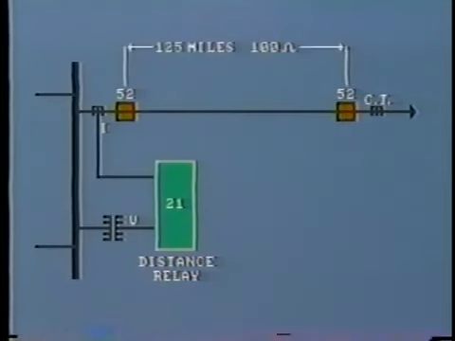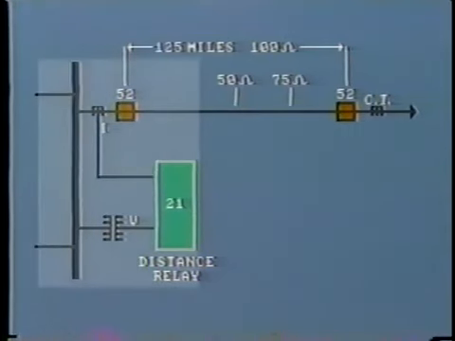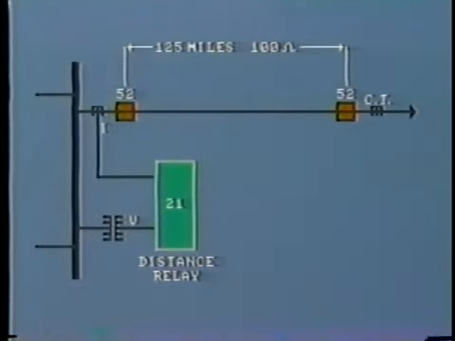For example, let's say this line is 125 miles long, and the total impedance is, say, 100 ohms. At the halfway point, the impedance will be 50 ohms, at three-quarter length, 75 ohms, and so on. The relay will be installed at this substation close to the breaker, but it can be adjusted to reach out as far along the line as we wish. Typically, it will be set to protect up to 90% of the length of the line, that is, for an impedance of 90 ohms in this example.